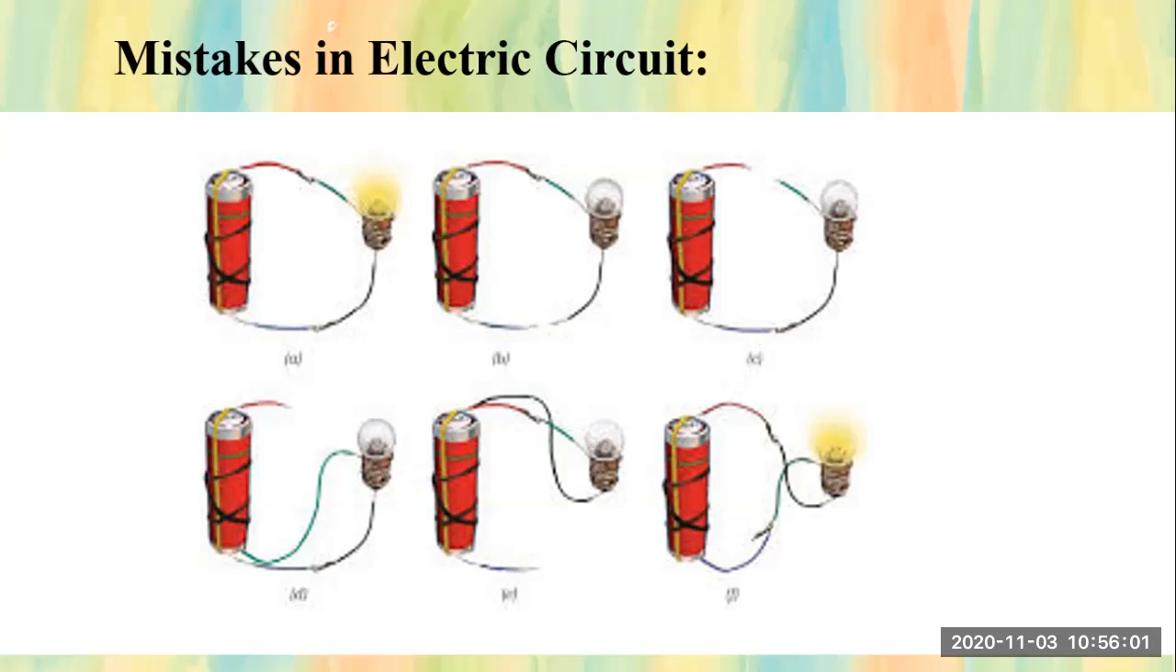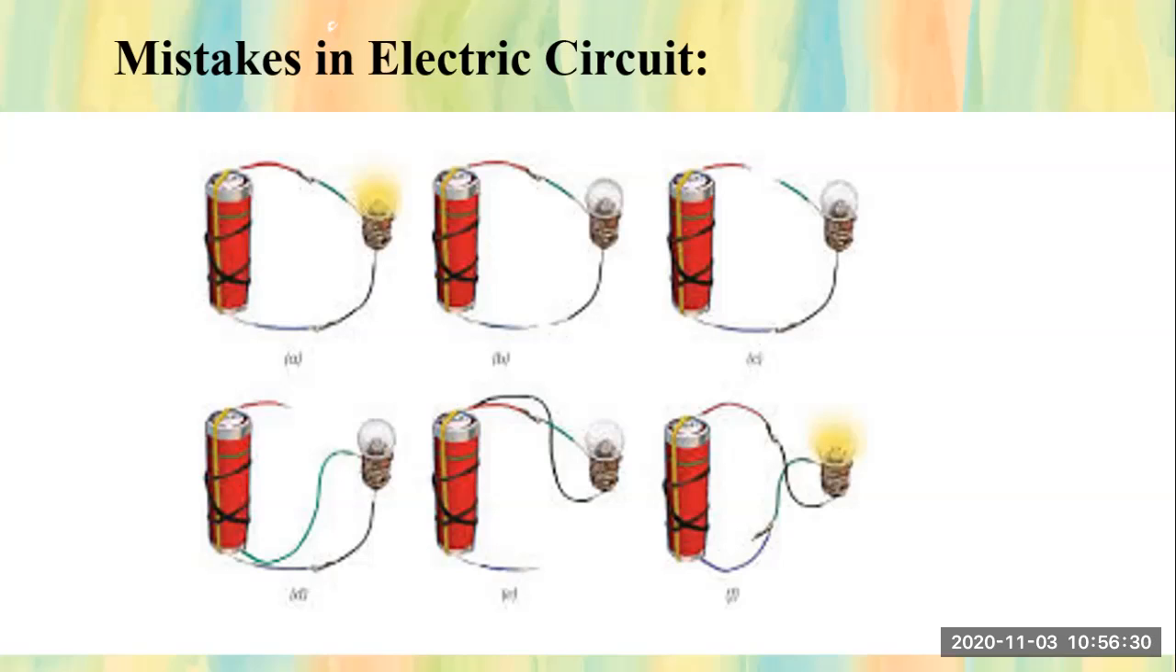Now see, the red wire is connected to the green wire. The first wire, meaning the positive terminal of the cell, is connected to terminal 1 of a bulb, and the second terminal of the bulb is connected to the negative terminal of the cell. So it is making a closed path, a complete circuit, hence the bulb glows. Now you will tell me, ma'am, what is the mistake in B?